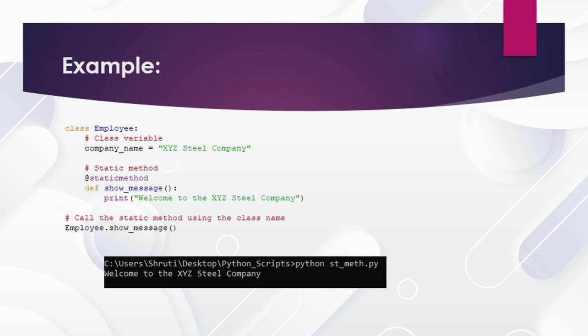Let us look at an example to understand static methods. This program defines a class Employee with a class variable company name. It includes a static method showMessage using the @staticmethod decorator. The method simply displays a welcome message. It is called using the class name, Employee.showMessage, showing how static methods work independently of a class or instance data.